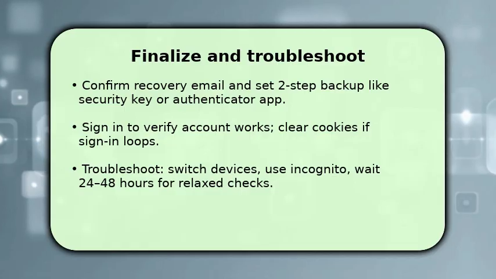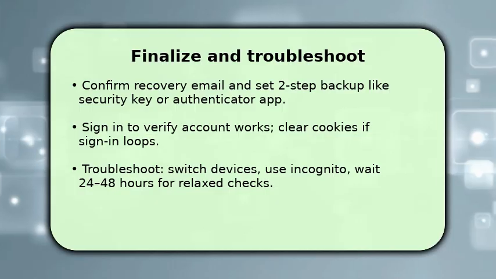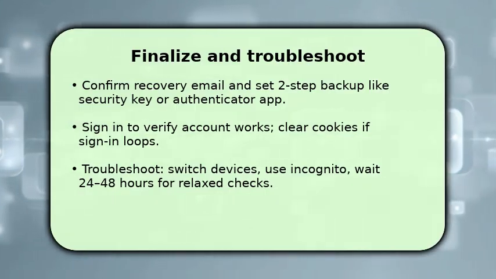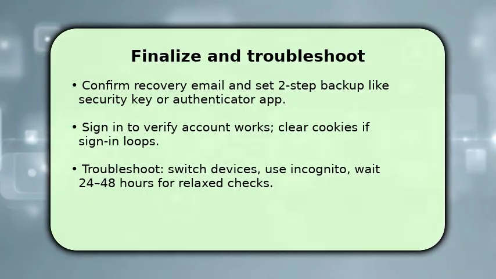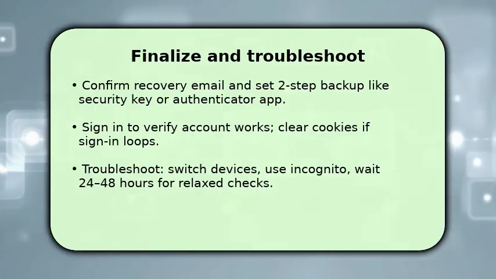If you hit a verification loop, clear cookies and try an incognito window or a different device because Google's risk signals can be device-specific. If still blocked, wait 24 to 48 hours and retry. Temporary restrictions often lift. Contact Google support only after.